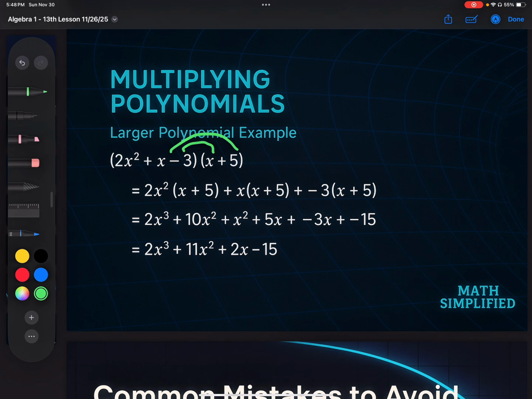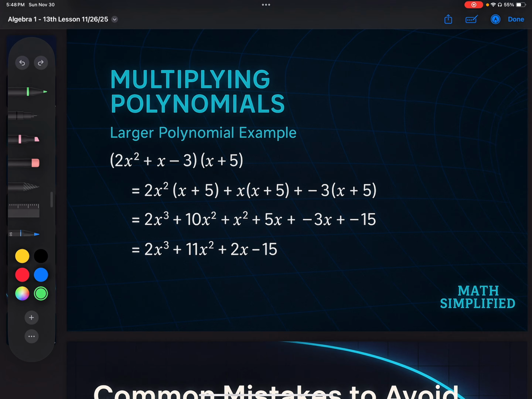So the way to do that, we multiply 2x squared times x, that would be 2x cubed. 2x squared times 5 would be 10x squared. Then x times x would be x squared over here, then x times 5 would be 5x. Afterwards we do -3 times x, that would be -3x, then -3 times 5 would be -15.